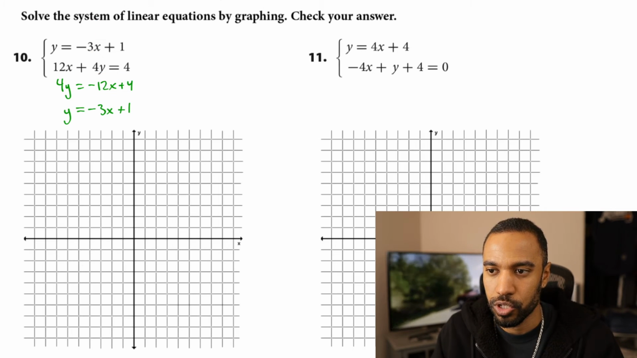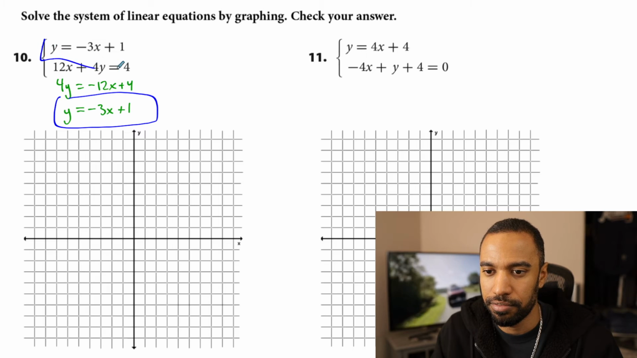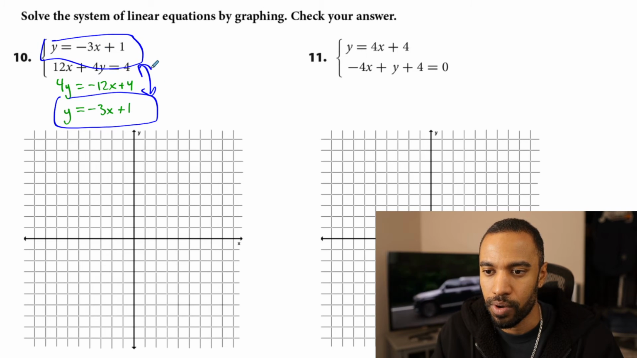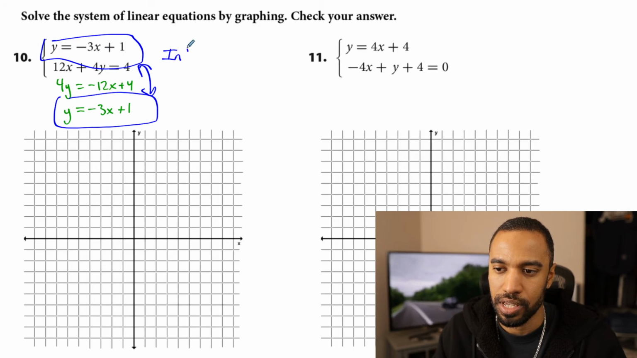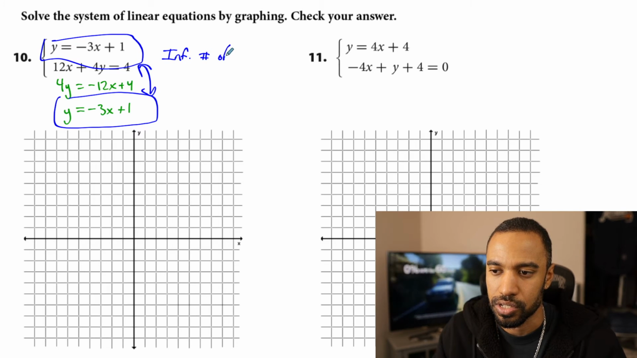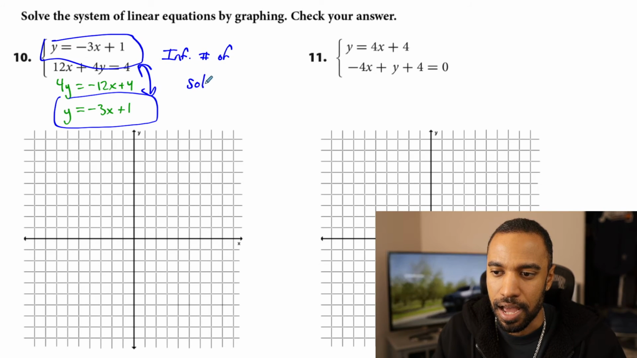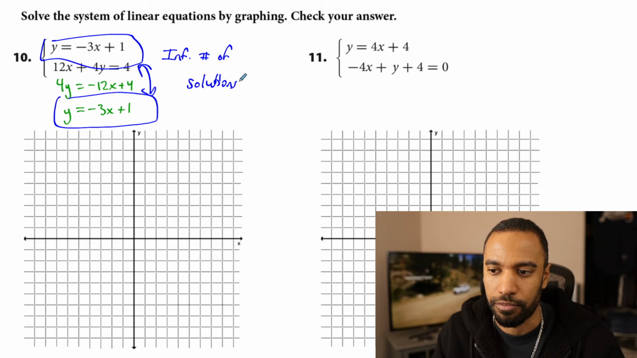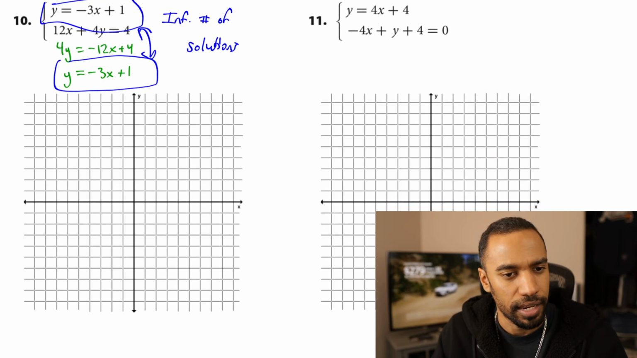Y equals negative 3x plus 1, just like the equation above. These are already the same one. I already know that my answer is an infinite number of solutions, just like the last one. And it's enough to just graph one of them at this point.